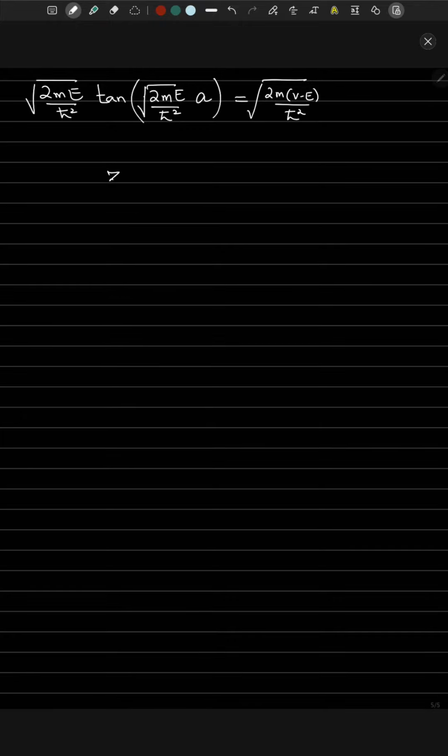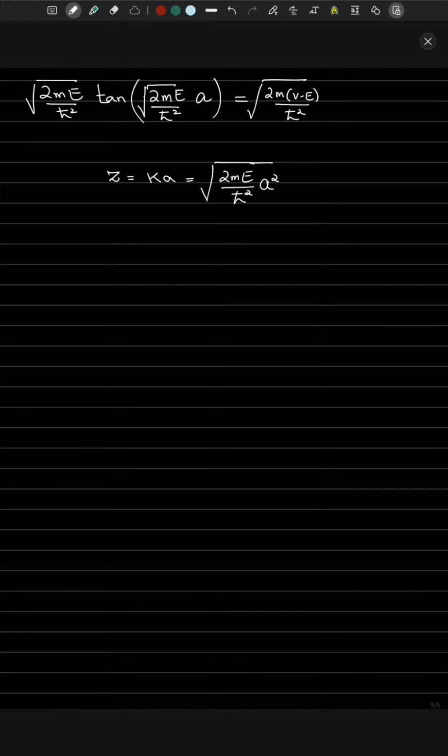So let's define a dimensionless parameter first. I'm going to call it small z, and I'm going to define it as k times a. Note that when you multiply this k and a, you are defining something that is dimensionless, and that's what we want. So that's why I defined it as k times a, which would just be the square root of 2mE over h-bar squared times a. But let's put this a also inside the square root, so I would have a squared, right?